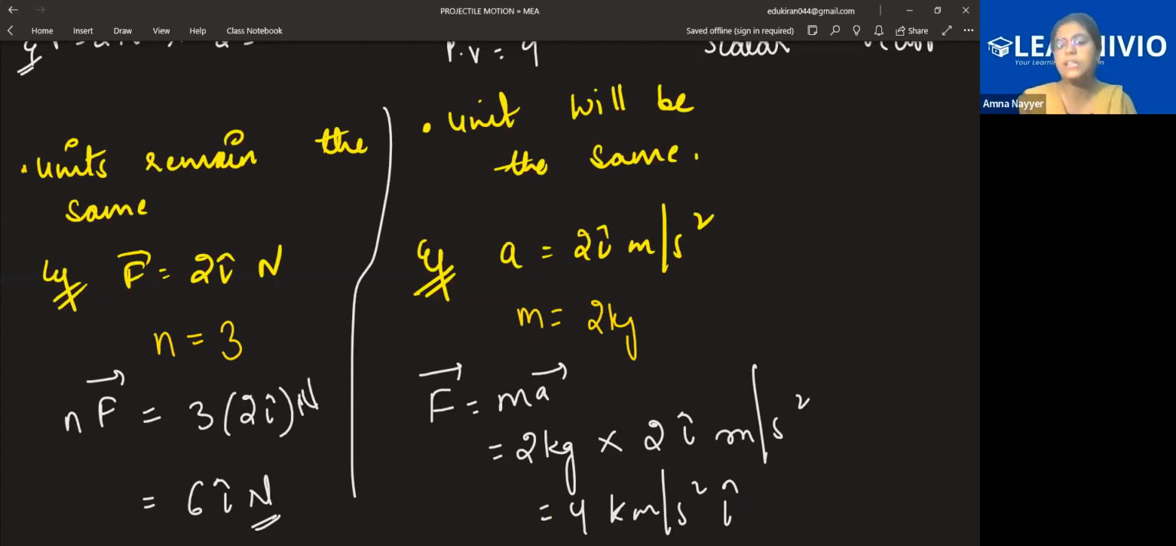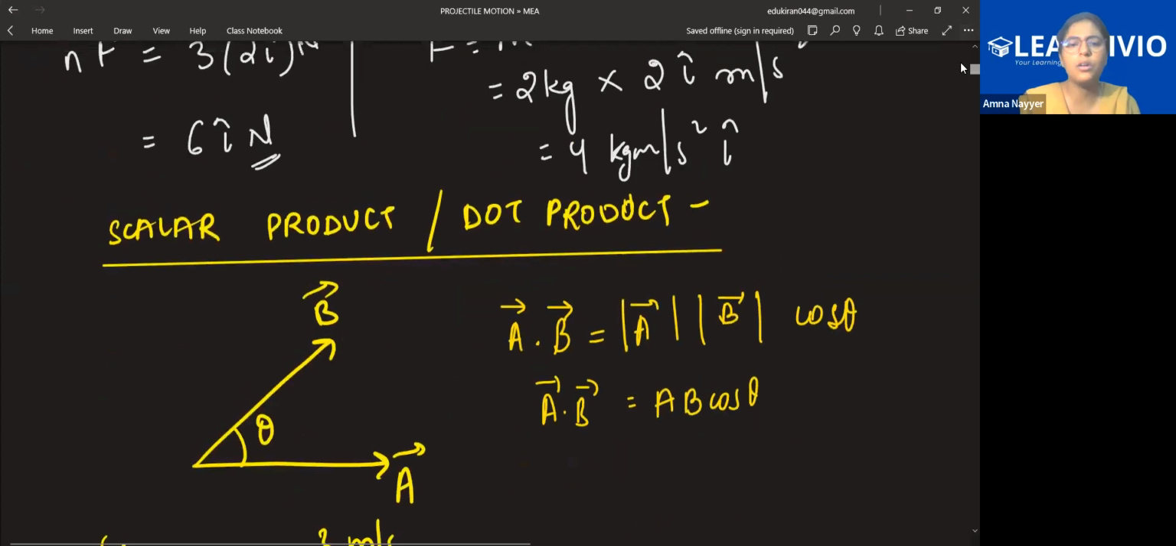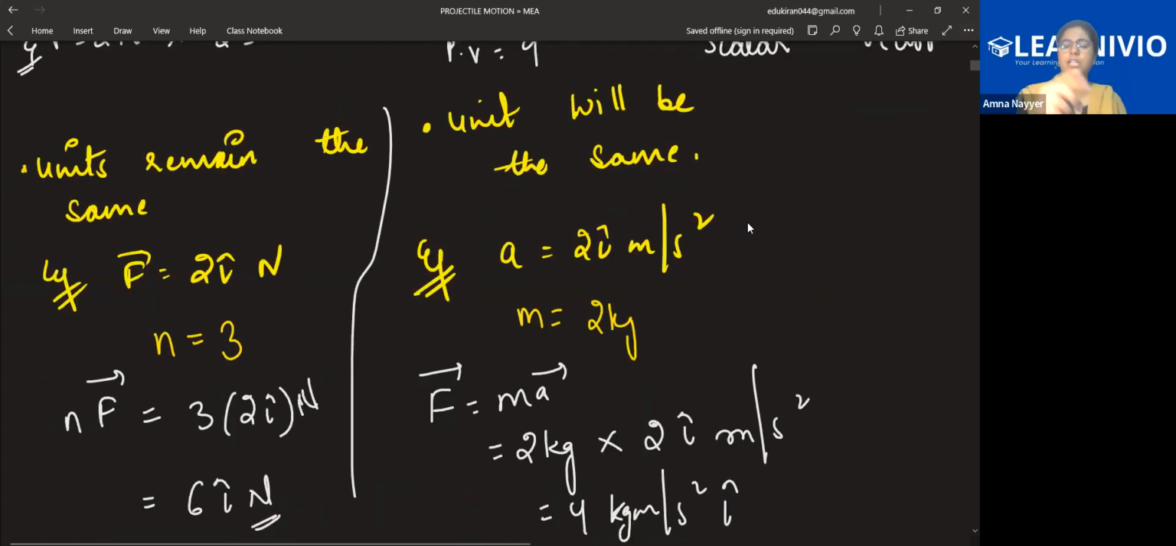That is 1 kg meter per second square. This is the unit of force, equal to 1 Newton. All right, now I'll start with dot product first. Okay, just do one thing. Write down this part that was left from that table. Then I'll start with your dot product.